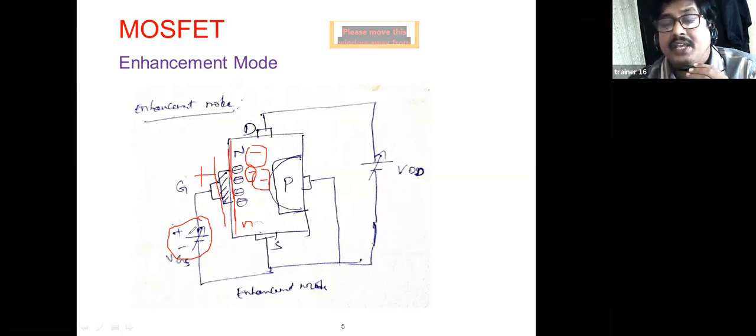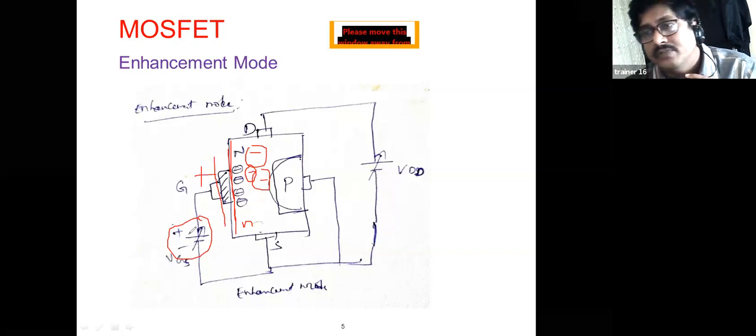Whereas in the case of the depletion mode, when you increase the negative gate to source voltage, what happened? The drain current decreases. Whereas in the enhancement mode, the current increases. That means we can regulate the current with the help of this MOSFET. According to our output, we have to go for depletion mode or enhancement mode. Two modes, we can vary.